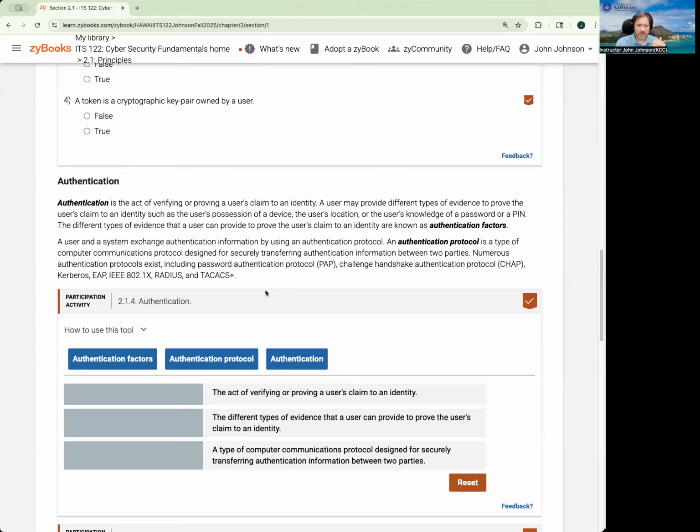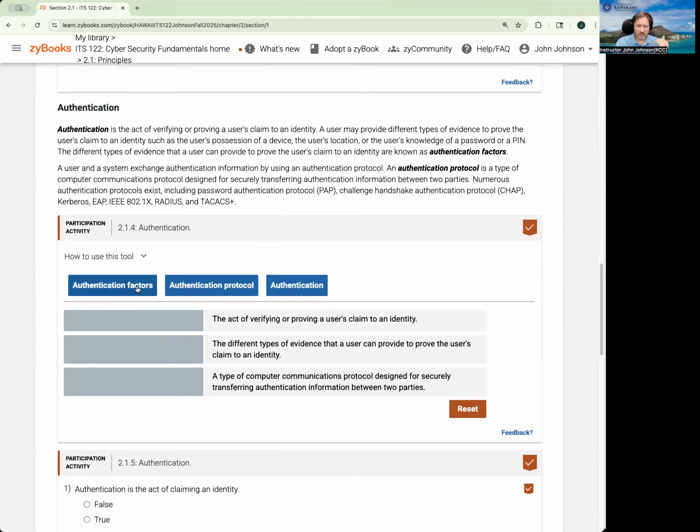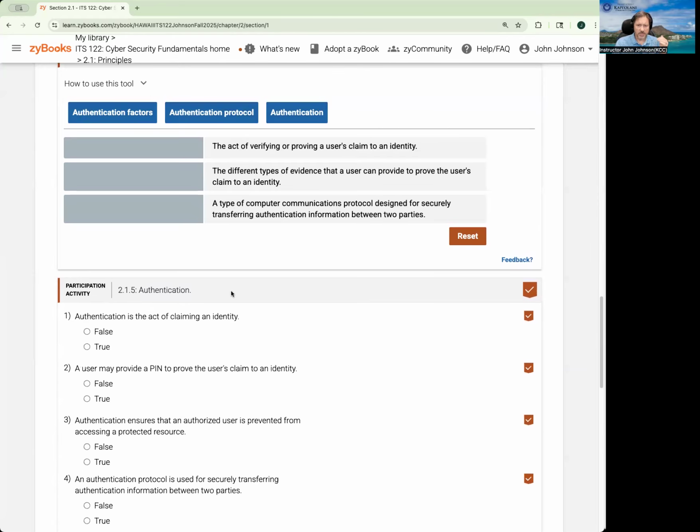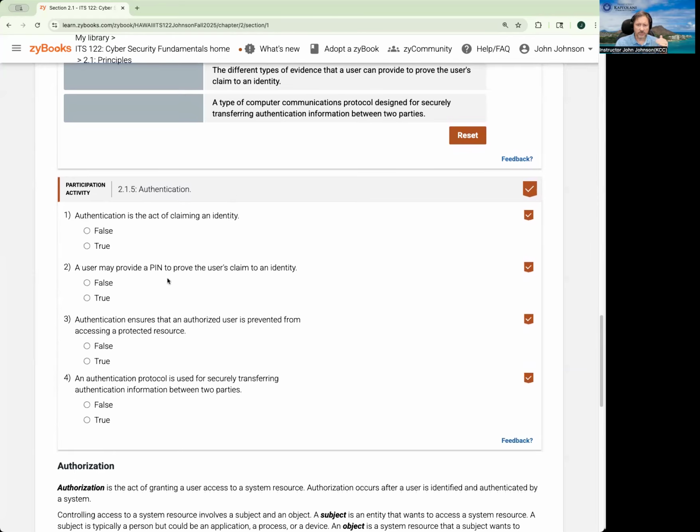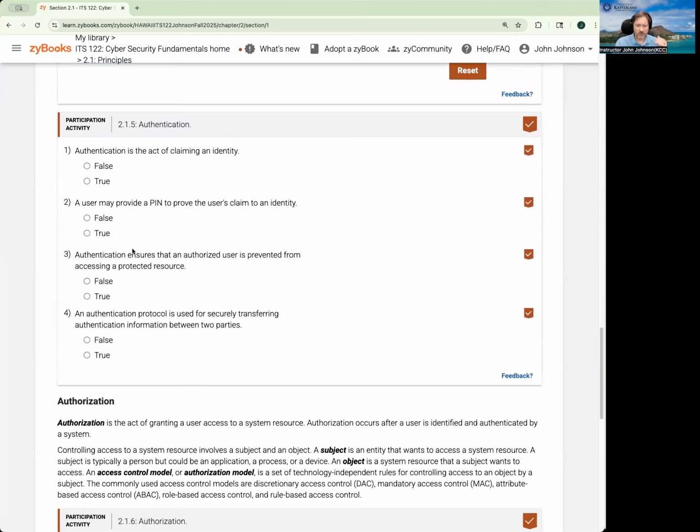In our participation activity here, you'll be matching up authentication factors, protocol, and authentication. That's pretty easy. Then you're going to dive into the true and false here, figuring out the ins and outs of authentication itself.